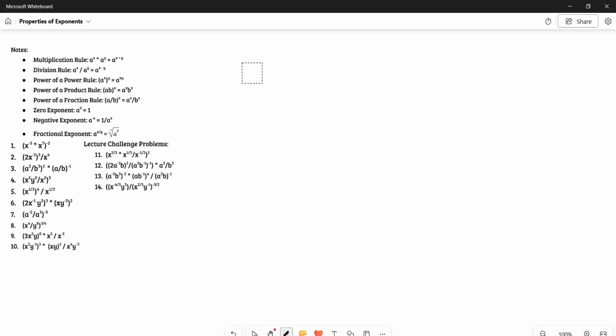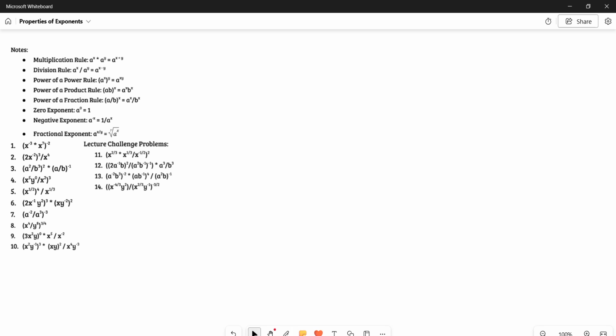Now going on to the second exponent rule, the division rule. If you have a to the power x over a to the power y, you just subtract the exponents, basically the opposite of multiplication. For the third exponent rule, the power of a power rule, if you have a to the power x and you bring that to the power y, you just multiply x by y, and that's it.